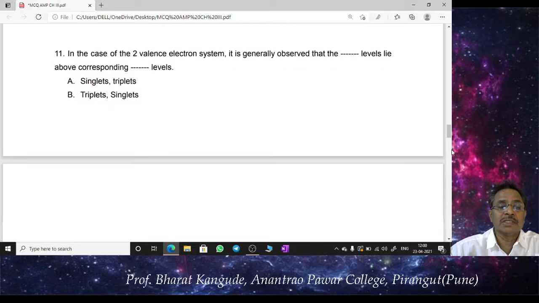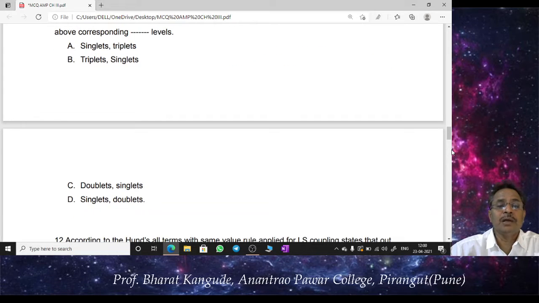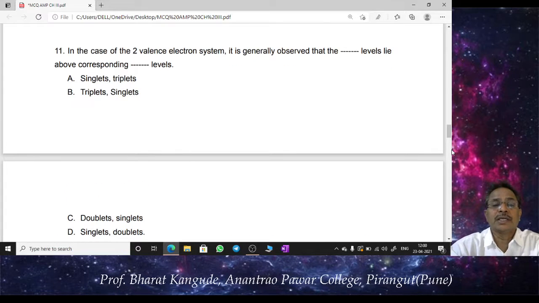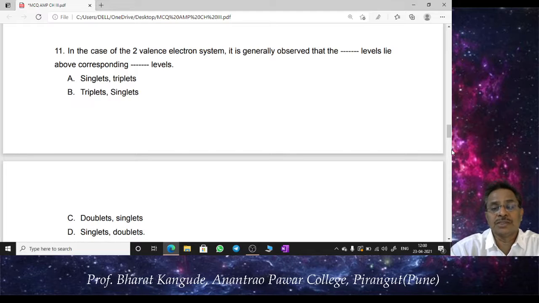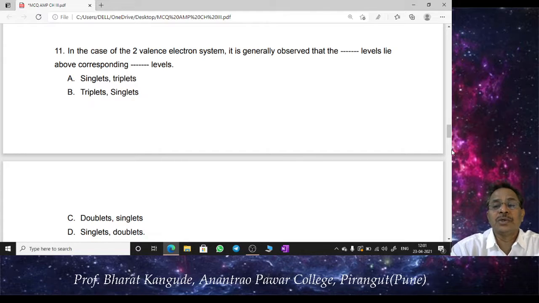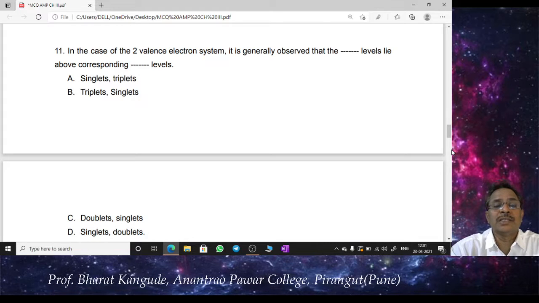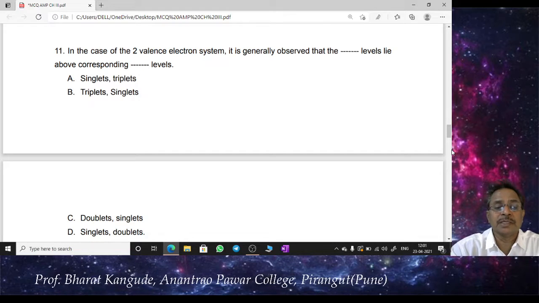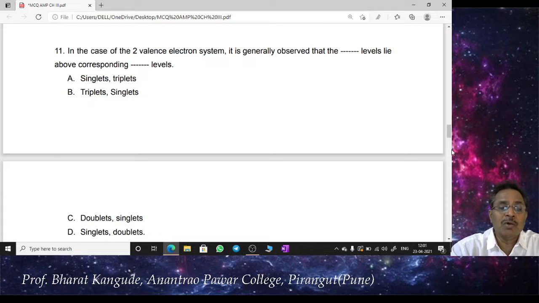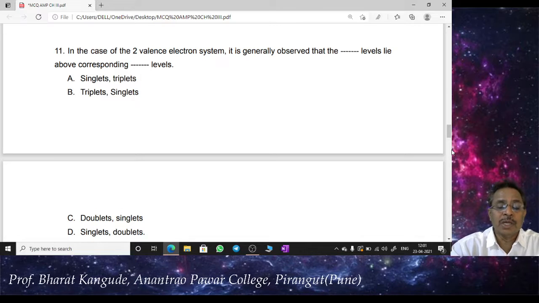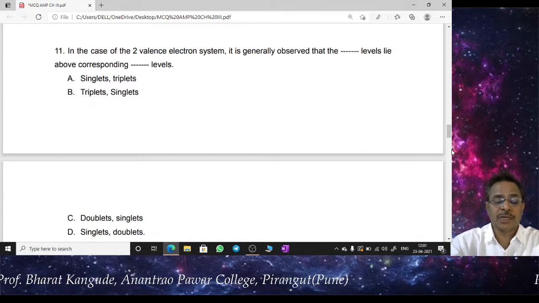Then question number 11. As we have already discussed, in the case of a two valence electron system, it is generally observed that dash dash levels lie above the corresponding dash dash levels. There are singlets and triplets, and which one lies above and which one lies below is to be discussed from this particular example.